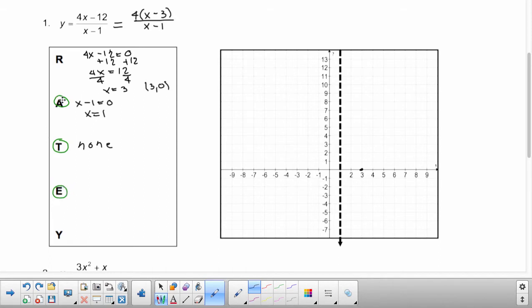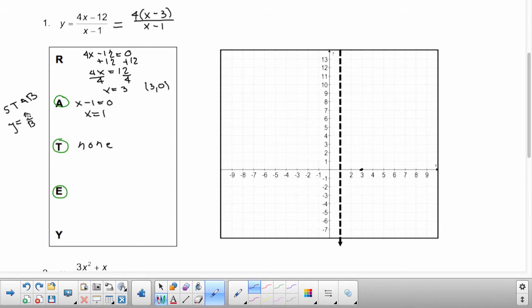So our A deals with vertical, E deals with horizontal. Here we're looking at the highest degree of our polynomial on top and the highest degree of the polynomial on the bottom. In this case, the degree is 1 for both of them. So we're dealing with the situation where it's the same. Then we look at y equals a over b.